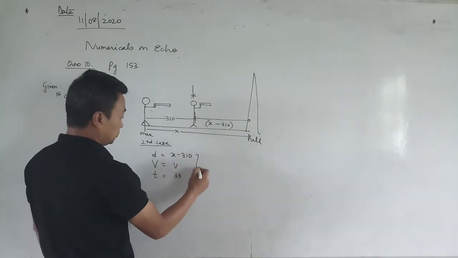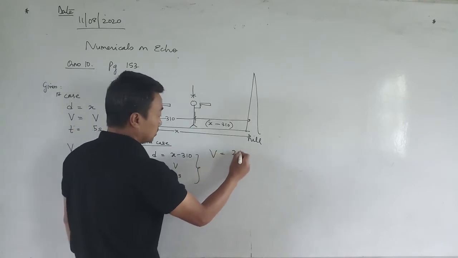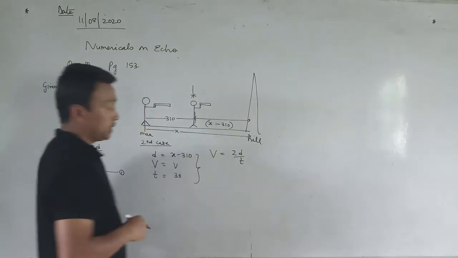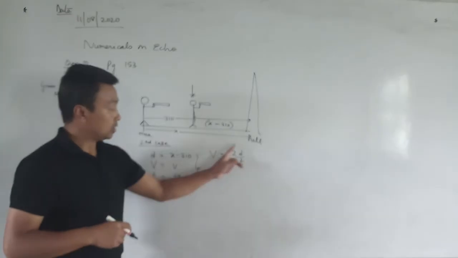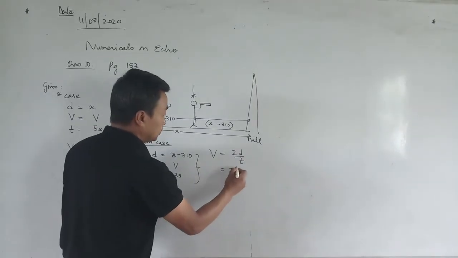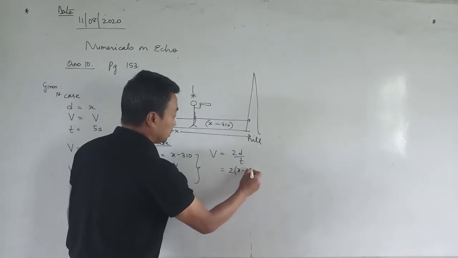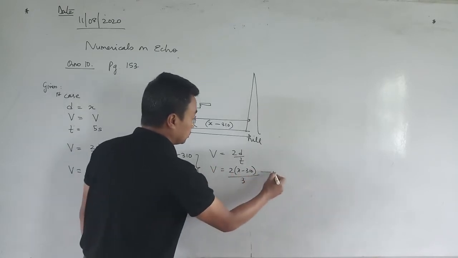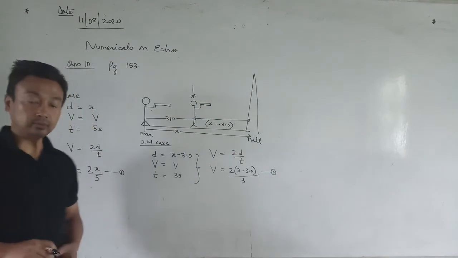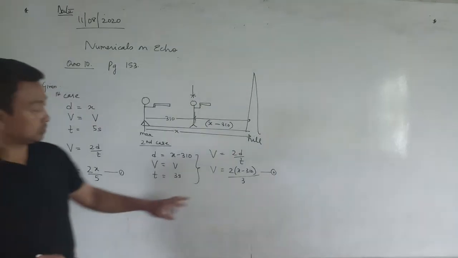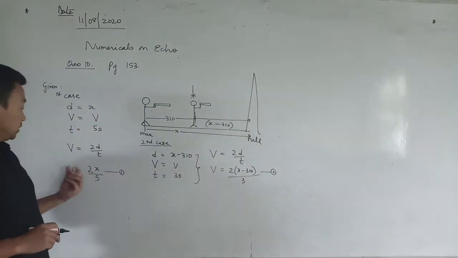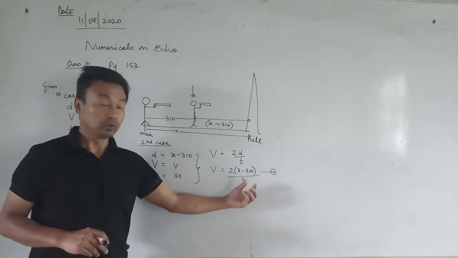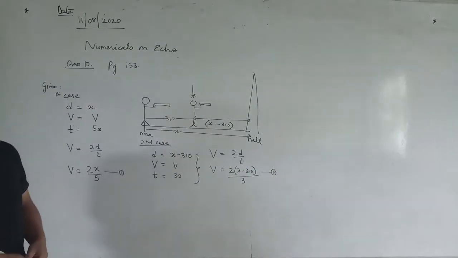So from here, we can also find the speed. It is the same. So the distance is x minus 310. The time taken is 3 seconds here. So this is your equation number 2. Now if you look at the first equation and the second equation, the speed is the same. So these two speeds will be equal.